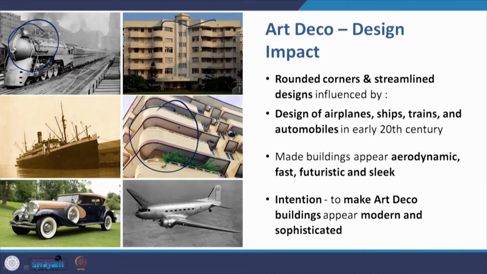The intention was to make Art Deco buildings appear both modern and sophisticated. So it was a move away from the prevailing Indo-Saracenic style, or the colonialism in the architectural styles of India, to a modern style called Art Deco.